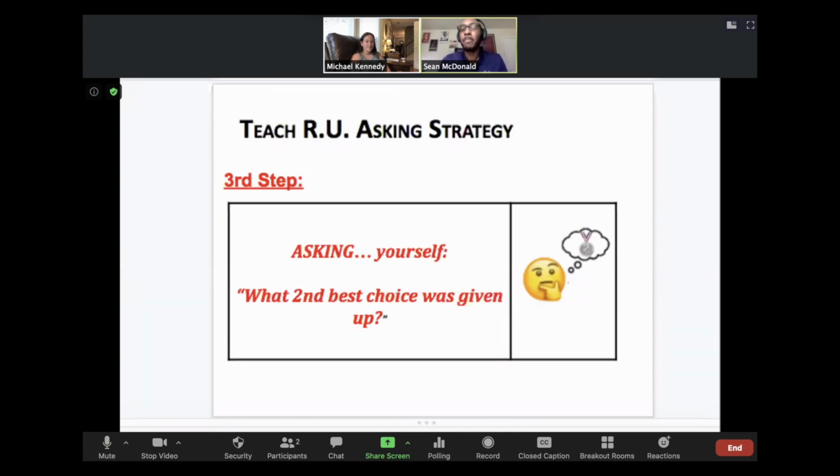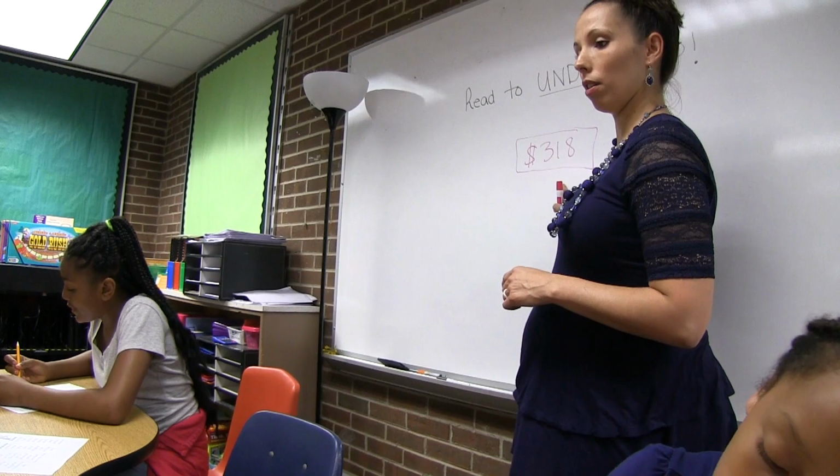Good. The best part of this step, Megan, is because of steps 1 and 2, you will be able to see the answer really clearly. Okay? So now that we've explained the Are You Asking strategy, let's go ahead and model how to use it, and then we'll practice it on our own.